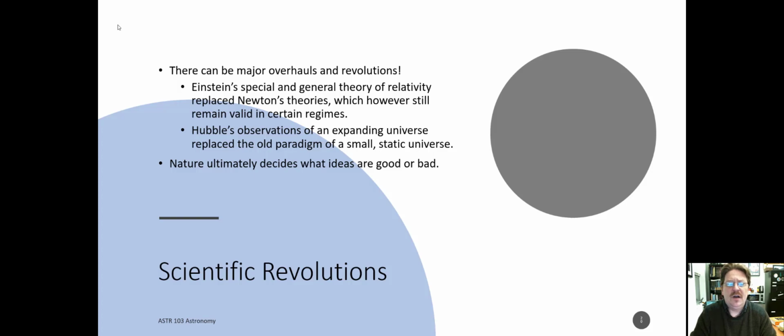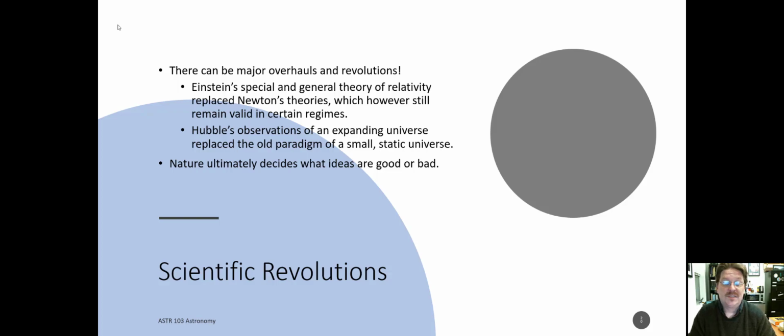There have been major overhauls and revolutions. As I said, Einstein's special and general relativity replaced Newton's theories, or what we commonly refer to as classical mechanics. That is a major overhaul of science. Another major overhaul was the caloric theory of heat. That was a major overhaul in our understanding of thermodynamics.